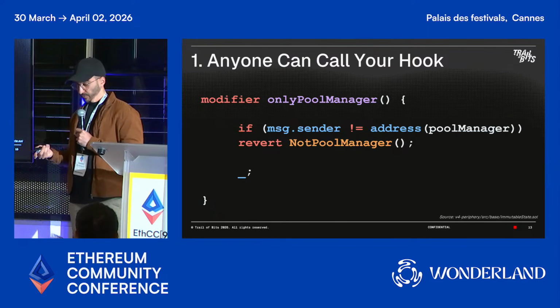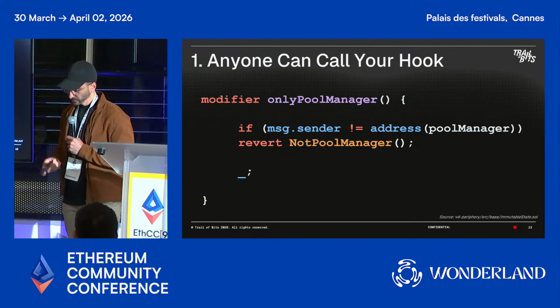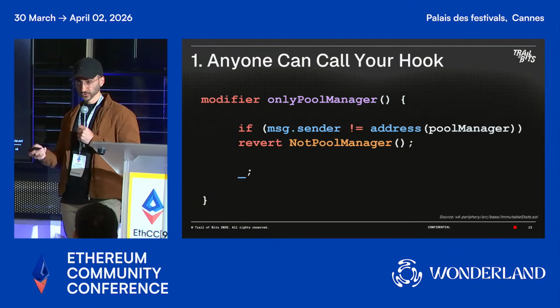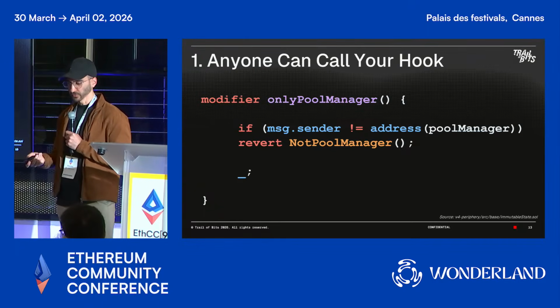And so this is what is provided by UniV4 in the ImmutableState.sol contract. It's a simple modifier that ensures that your callback will only ever be called by the pool manager. So please implement this one. It's a very simple one, but it will save you from a lot of issues.